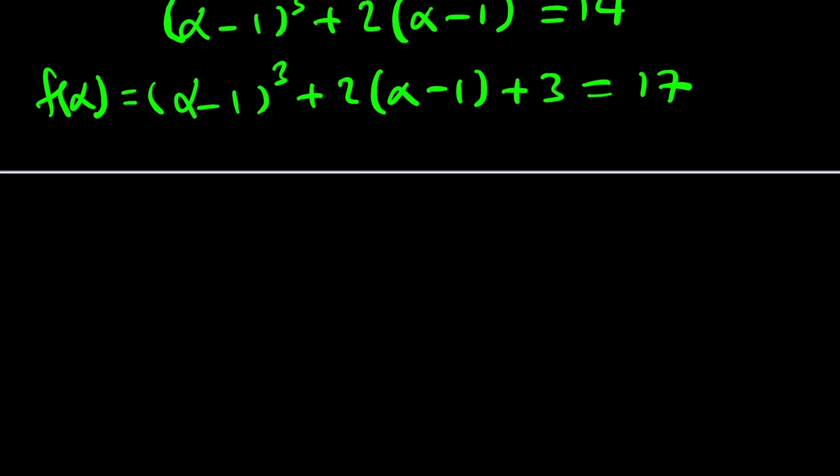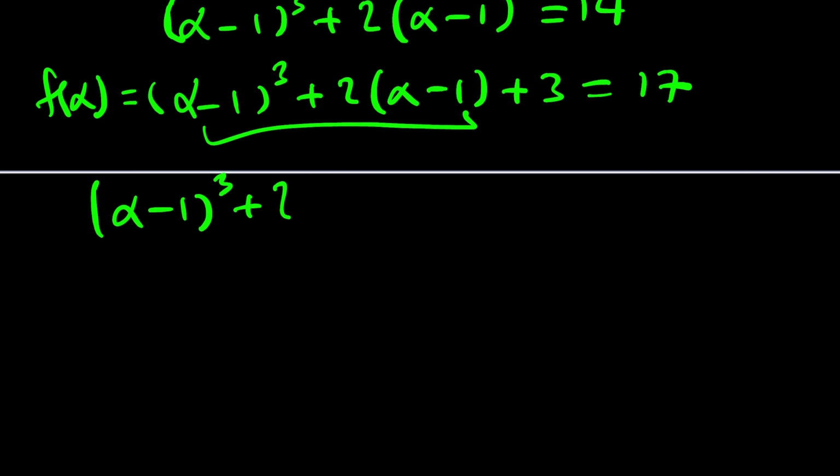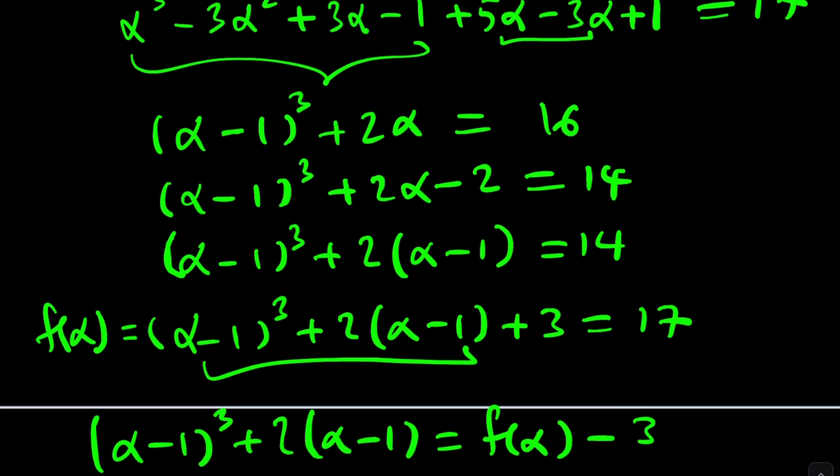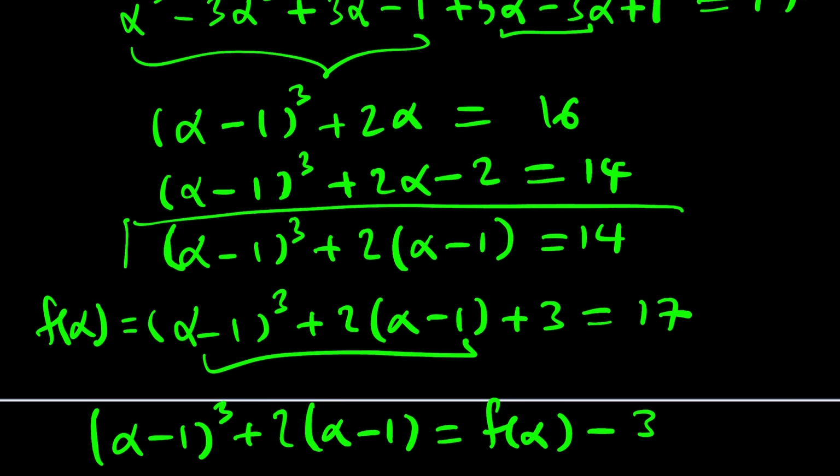Wait a minute, is that f of alpha? Yes, of course. But then I only need this part. So let's go ahead and subtract 3 from both sides. Sorry if I made it too confusing; that's what I usually do. I'm going to subtract 3, and now this expression is going to equal f of alpha minus 3. I meant 3, not 4. Make sense? So the expression that I got here, which was 14, right?